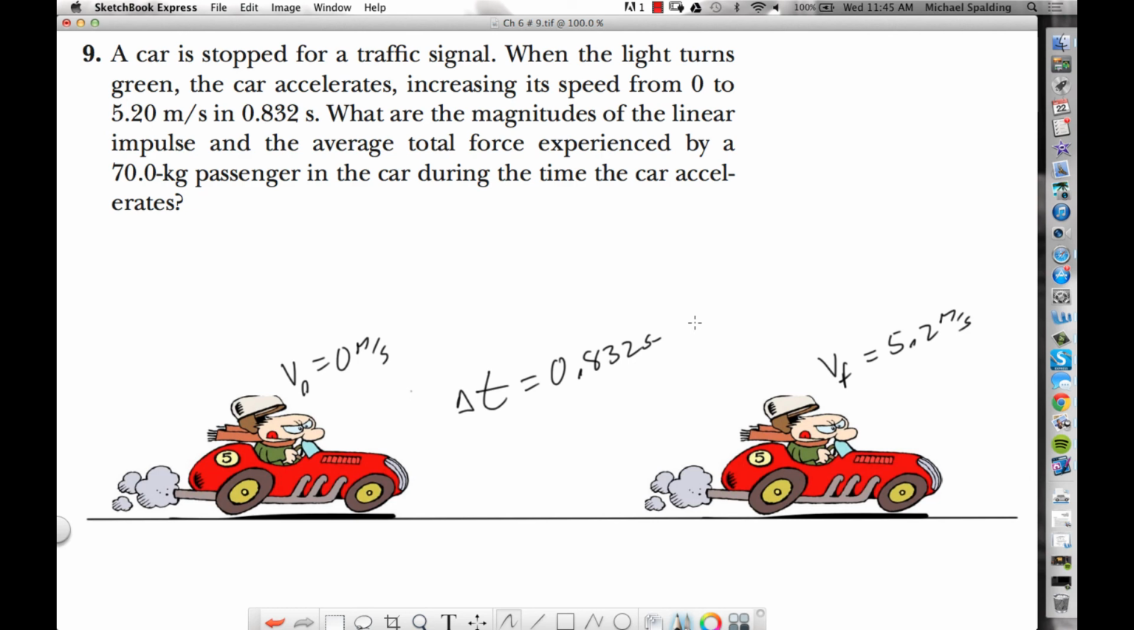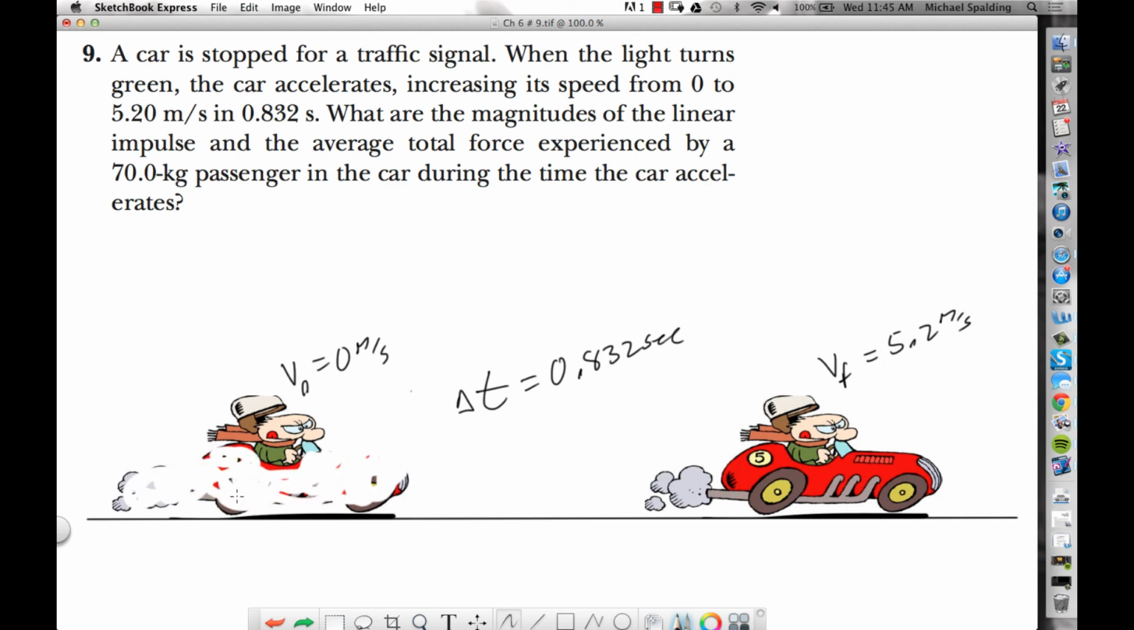Now, here's the thing. The object accelerating is the car, but if you read the question, we're focusing on the guy who's in the car. But since the guy is sitting in the car, what's the guy's initial velocity? 0. What's the guy's final velocity? 5.2, because he's in the car, right? So it's almost like you can erase the car here and just focus on the guy, right?